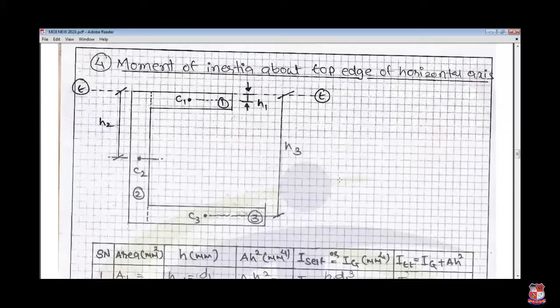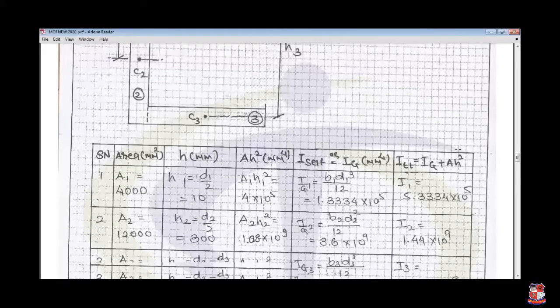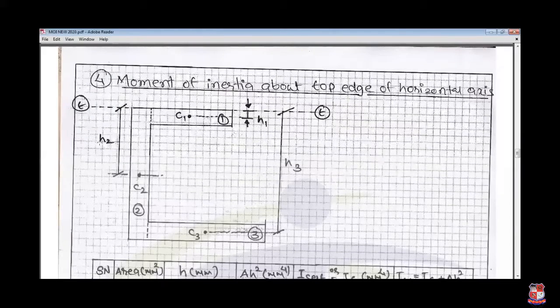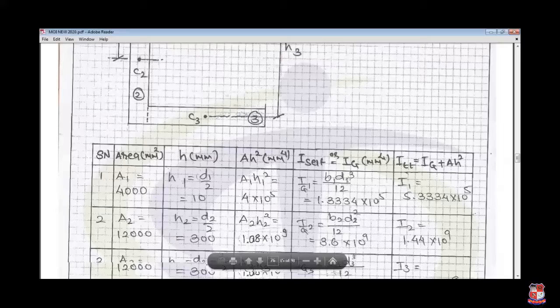Now the next case is the moment of inertia about the top horizontal axis. That means you consider the topmost axis, and from that point you calculate h1, h2 and h3. Again you put all these values here and calculate by doing the same things. But this is about the horizontal axis, so keep in mind you have to use the formula bd cube by 12.